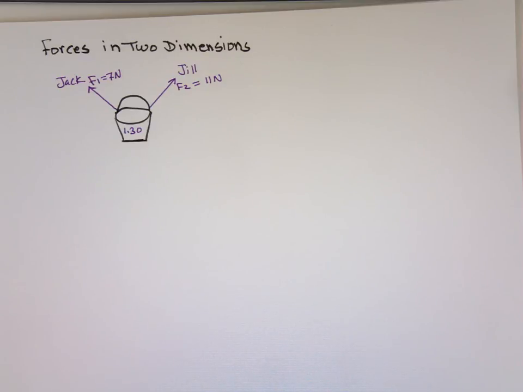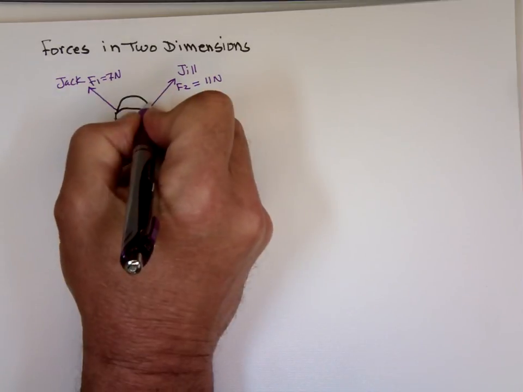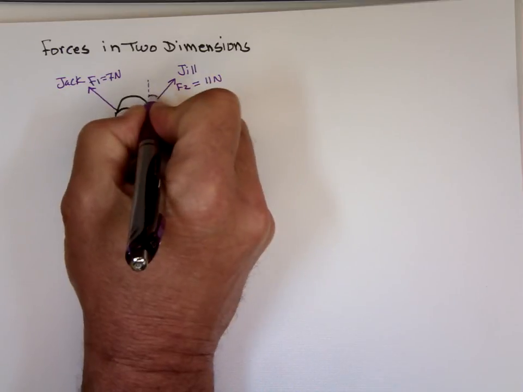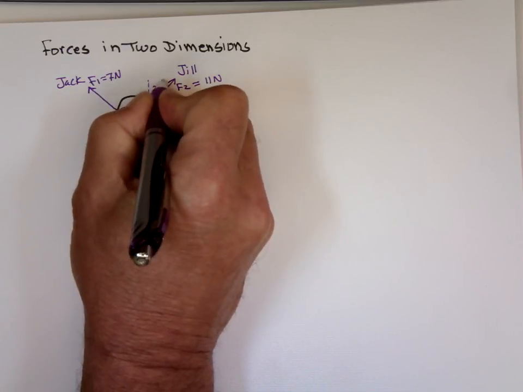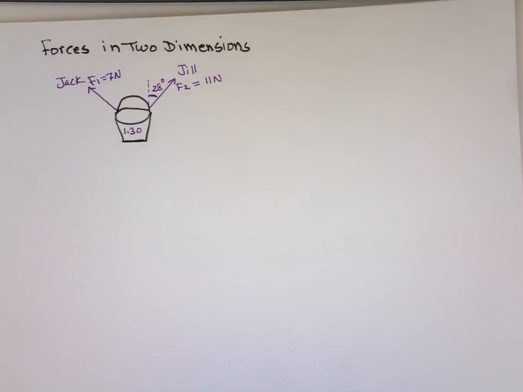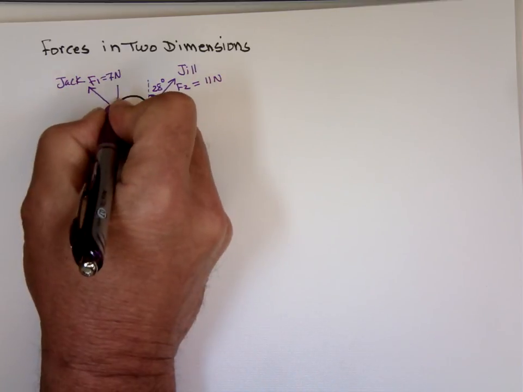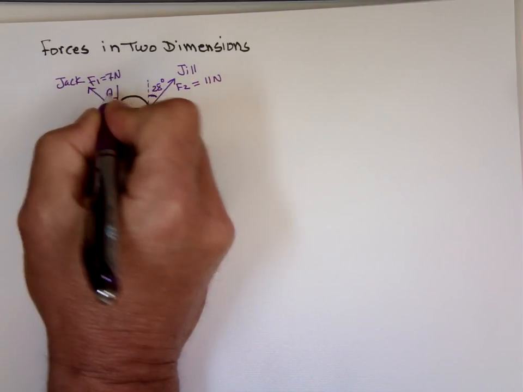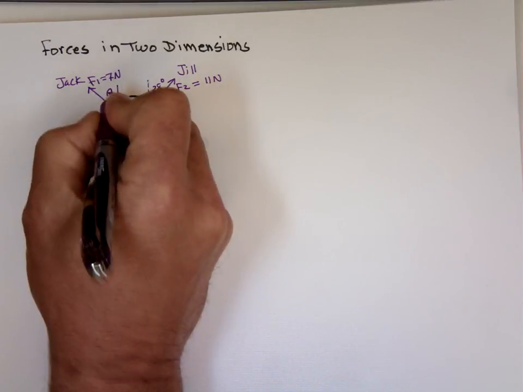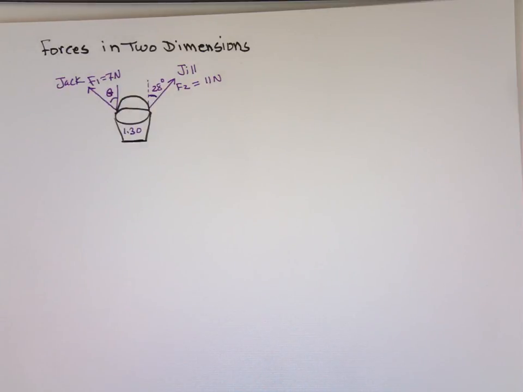It says Jill's force actually makes an angle of 28 degrees with the vertical. So if you draw a vertical line like this, this is 28 degrees for Jill. At what angle theta with respect to the vertical should Jack exert his force? So what's the angle theta here? This is theta. So let me write the question.